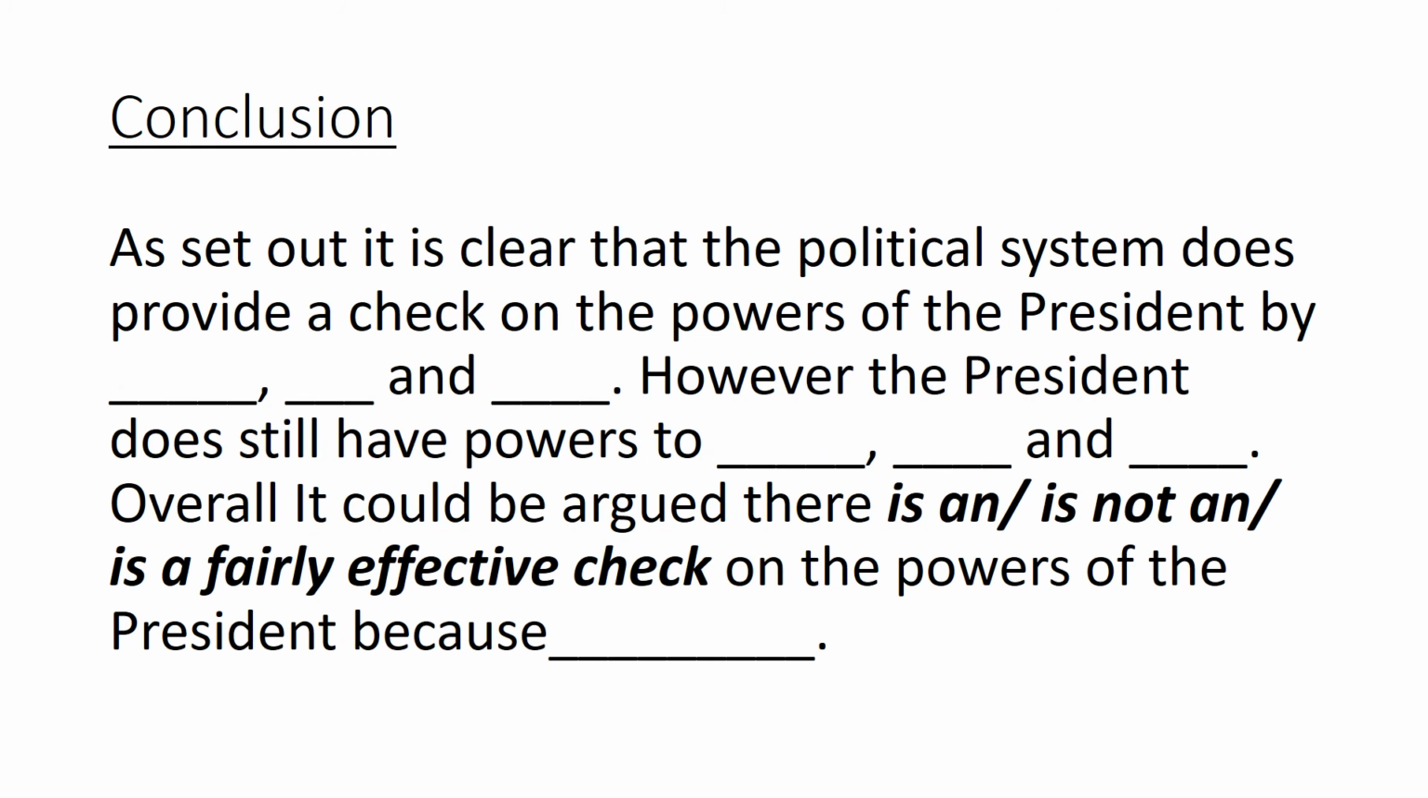Your conclusion, which you're finishing with, so as set out, it is clear that the political system does provide an effective check on the powers of the President by blank, blank, and blank. So that's up to you there in terms of what powers you've discussed. However, the President does still have powers to blank, blank, and blank. So what powers does the President still have? Overall, it could be argued there is an, is not an, is a fairly effective check on the powers of the President, because we try and just give a reason at the end there as well. So it's up to you what you're arguing. But make sure you've got the same line of argument in your conclusion as you did in your introduction.